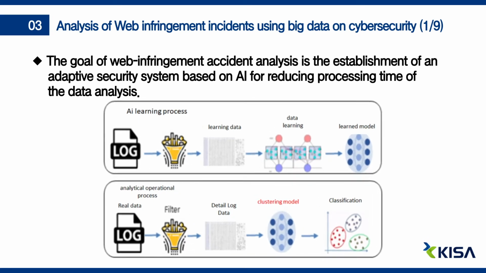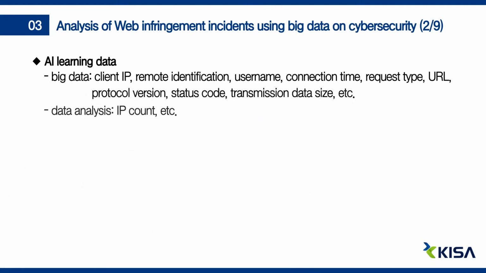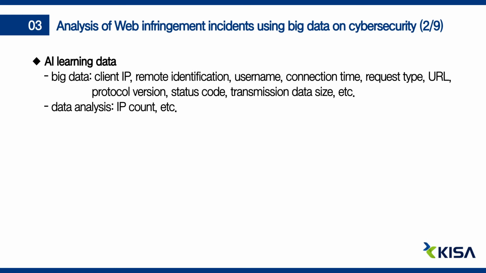This figure shows the process of extracting URI of web log, identifying hacking, and creating its learning model. It analyzes the cause of hacking incidents, determines the classification, and decides threat of infringement through AI learning. AI learning data uses information extracted from the big data, such as client IP, remote identification, username, connection time, request type, URL, protocol version, status code, transmission data size, and so on.